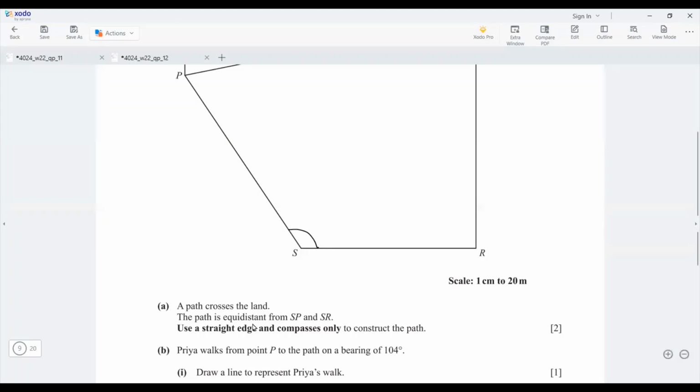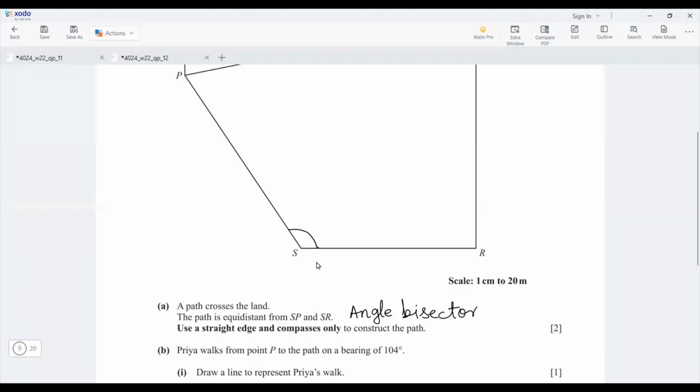We need to use a straight edge and a compass only to construct the path. Means you need to do it only with your compass. So actually what's being asked here is we need to find the angle bisector. Bisector means dividing that thing into exactly half, it means equidistant from two lines. So angle bisector.